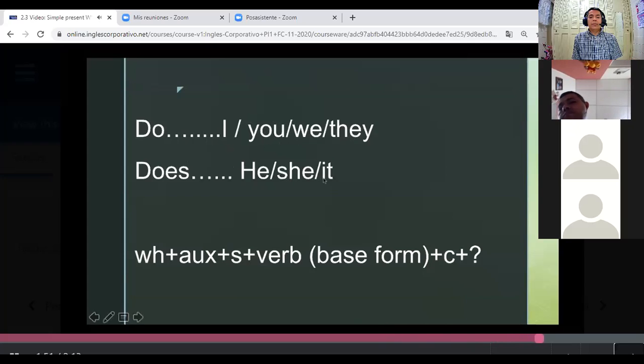When we put everything together, this is how the structure will look like. We have WH question word, plus auxiliary, plus the subject, plus the verb in its base form, plus complement, plus question mark. Now what I want you to do is to type in a WH simple present question in our discussion box.